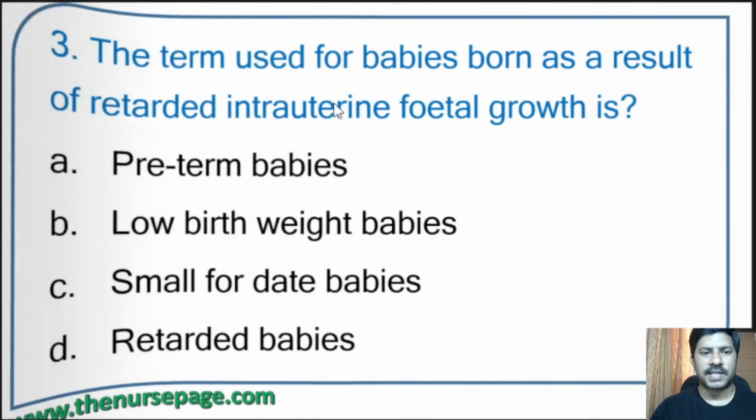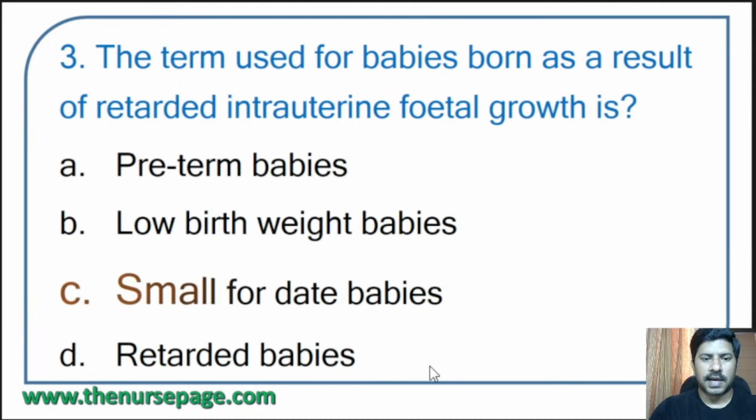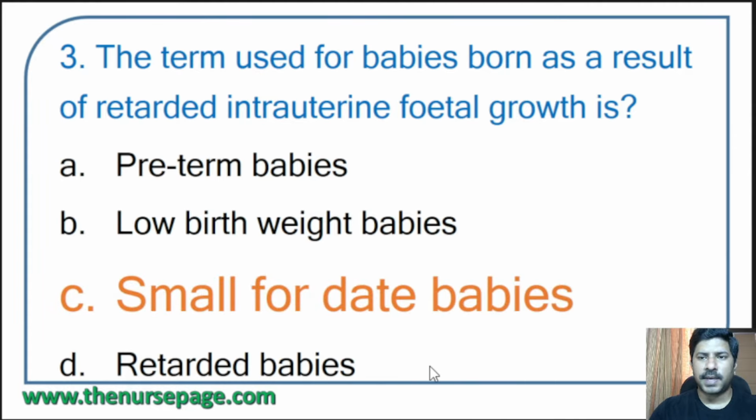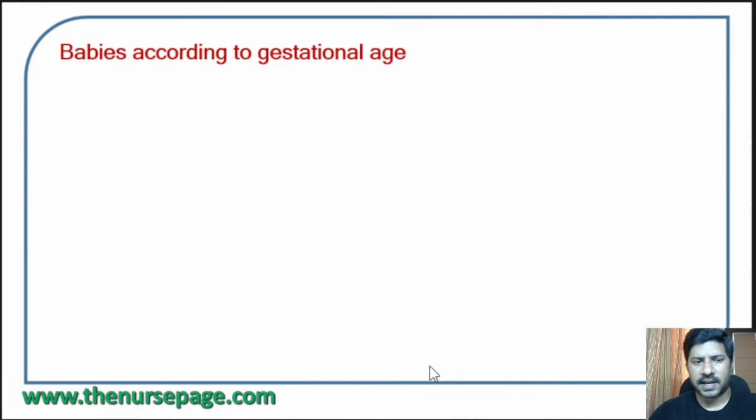So next question. The term used for babies born as a result of retarded intrauterine fetal growth is: preterm babies, low birth weight babies, small for date babies, retarded babies. Correct answer is small for date babies. So we can understand the categorization.